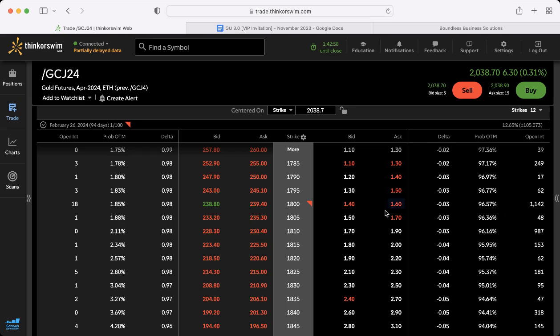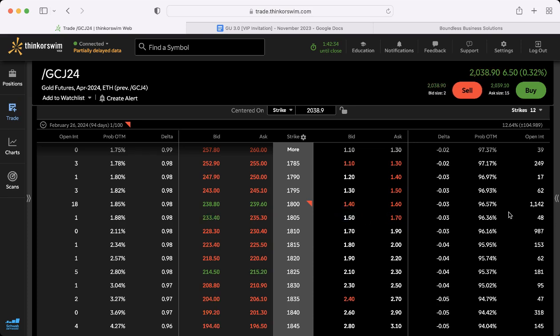And so here's a perfect example. You could say, well, Tom, why didn't you sell the 1805? It's still way out of the money, still a 96.36% chance that it's not going to be in the money. And you would have collected $10 more on your premiums. You had what, 5 of them or 7 of them or something like that. That's $50 or $70. That's not chump change.